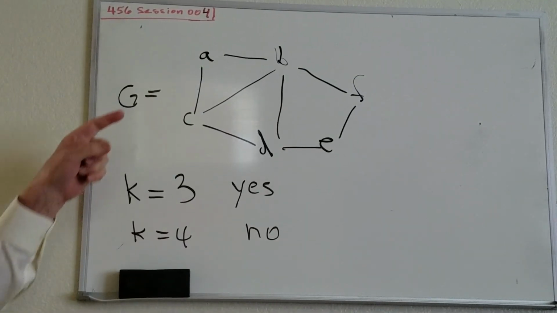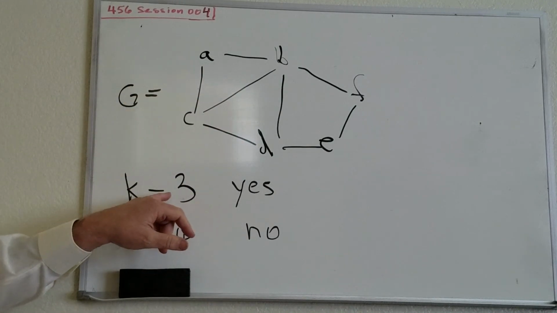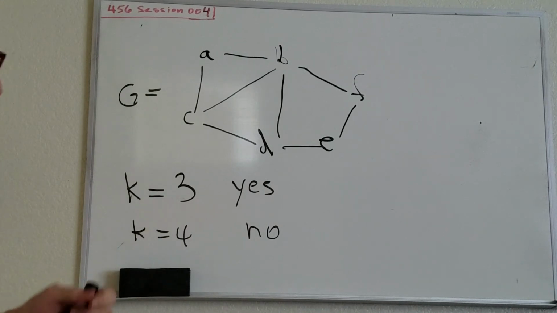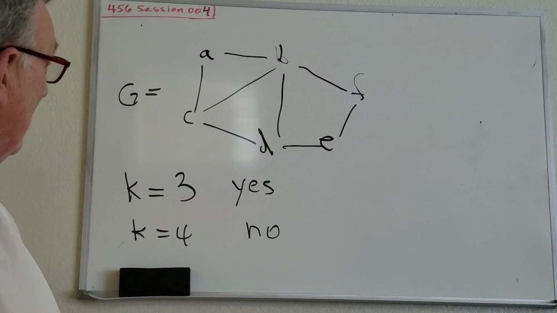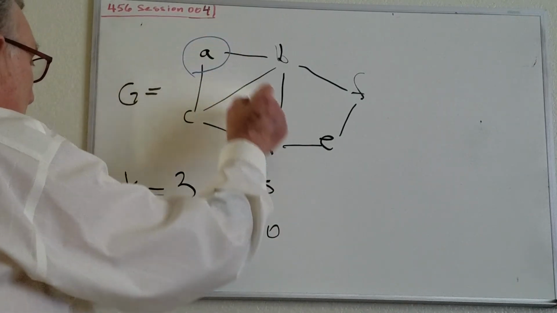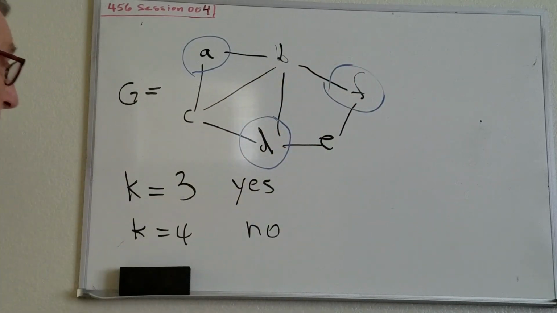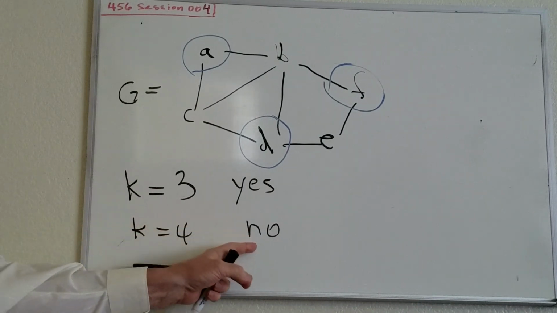For example, if G is this graph here, which has 6 vertices, if we let K equal 3, then there is an independent set of size 3. There is? Yes. This particular set here is independent, and there are 3 vertices in there. However, if K is 4, then the answer is no.